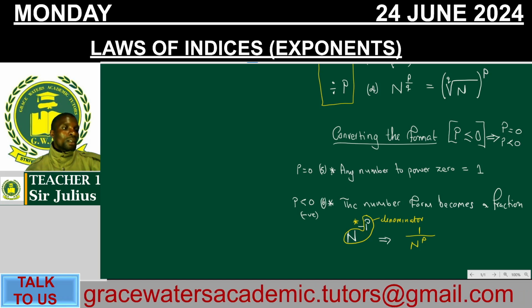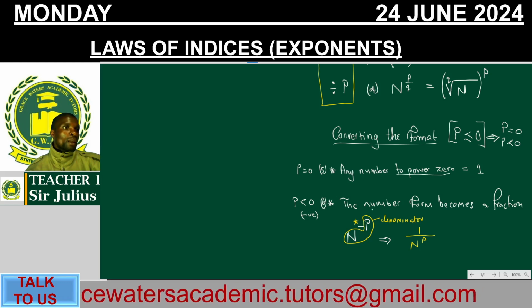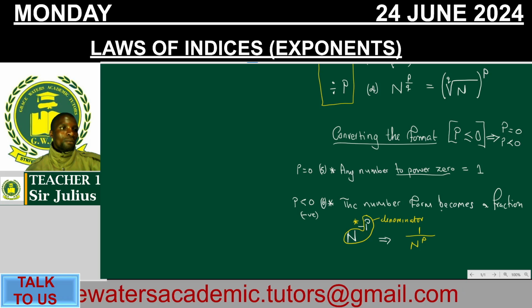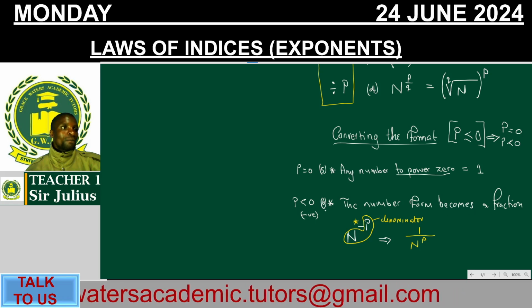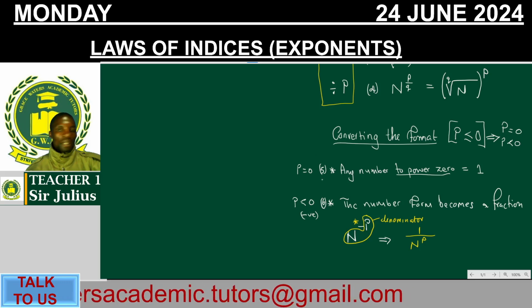It says that any number to the power of 0 is 1, and the number form becomes a fraction if the power is a negative.